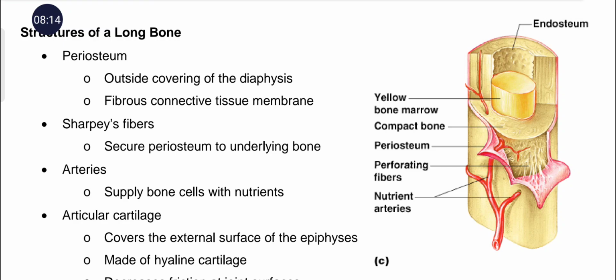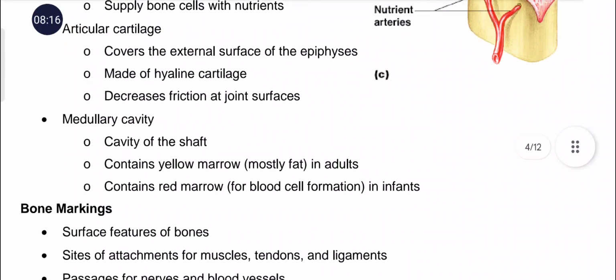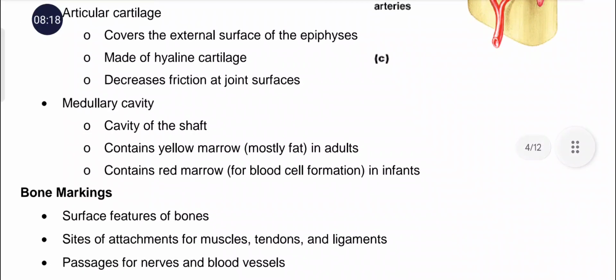Next is articular cartilage. Articulation means connecting one bone to another. So articular cartilage is present at the ends of the bone, in between the joints wherein two bones are forming a joint. Cartilage covers the external surface of the epiphysis, that is the ends of the bones. It is usually made of hyaline cartilage and it decreases the friction between the surfaces of the joints.